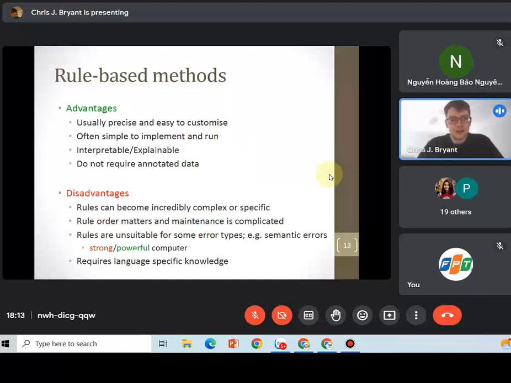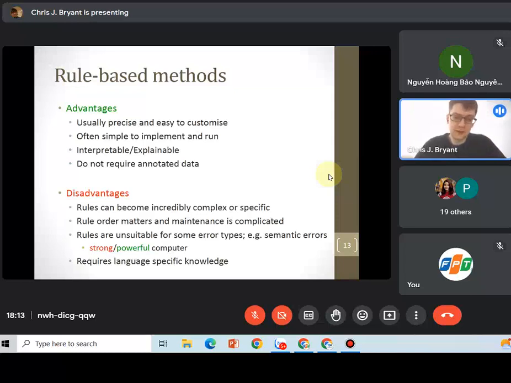Now, that said, the advantage of rule-based methods is that they are usually precise and easy to customize. Because a human is designing them, the human can actively think about all the exceptions and how grammar works and come up with a way that makes the machine behave in the way we expect. This also means they are often simple to implement and run. One of the main advantages of rule-based methods is that they're interpretable and explainable. So some of these later methods might perform better, but they will not be able to tell you why a particular correction was made. With rules, you can look through the rules and go, right, this happened, like if this, then that. You can work out precisely why the machine made its choice.